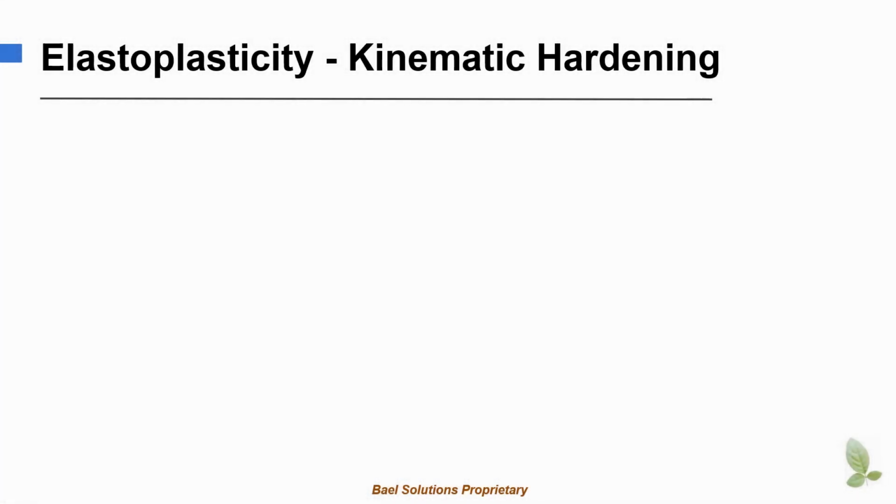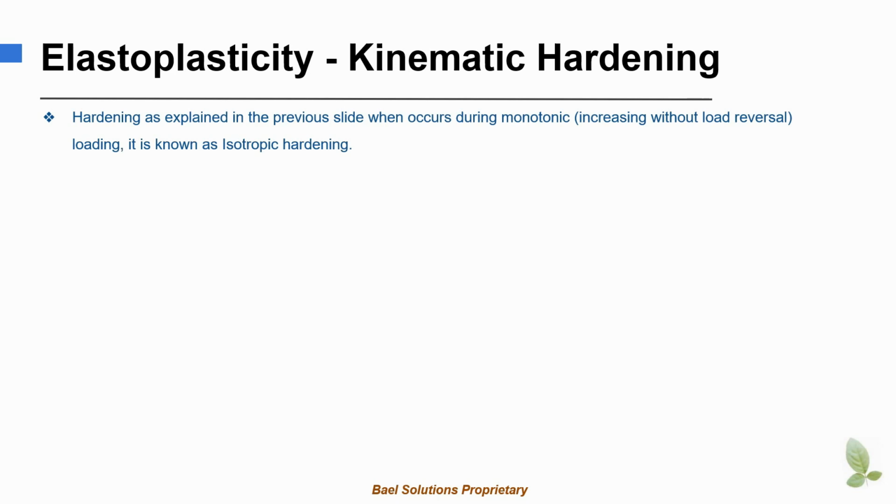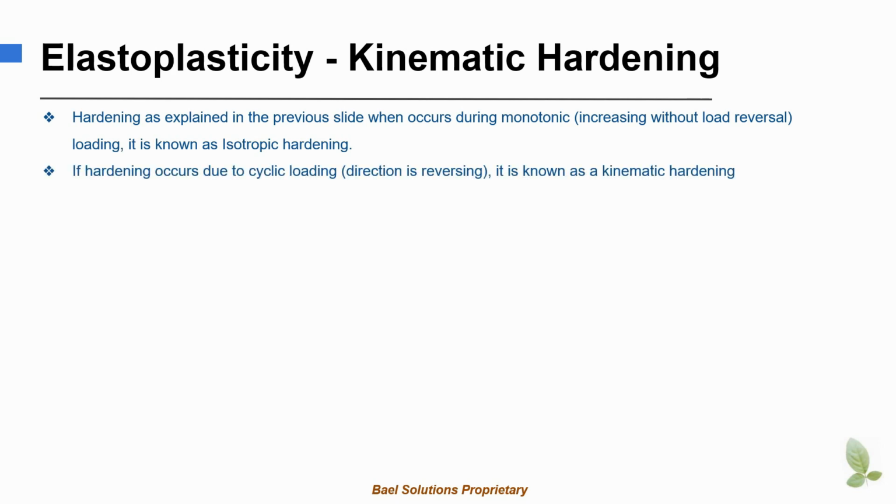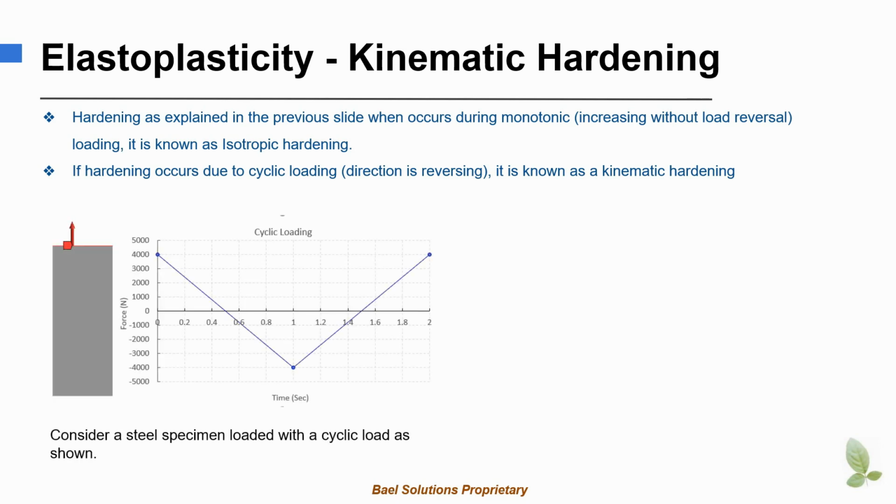In the last slide, we discussed isotropic hardening. In isotropic hardening, the loading was monotonic, or increases without reversal. If the hardening of the material takes place due to cyclic loading, it is known as kinematic hardening. Consider a steel specimen loaded with a cyclic load, as shown in the figure.